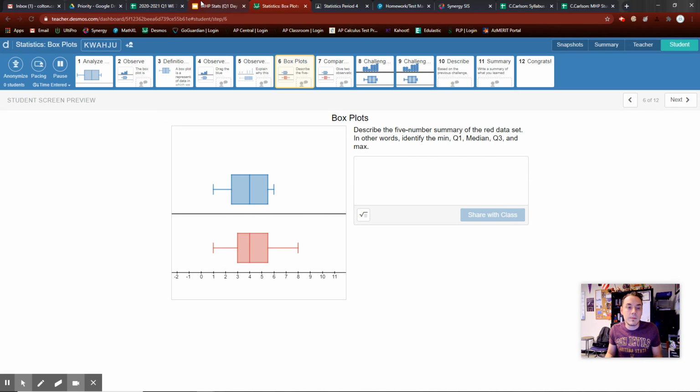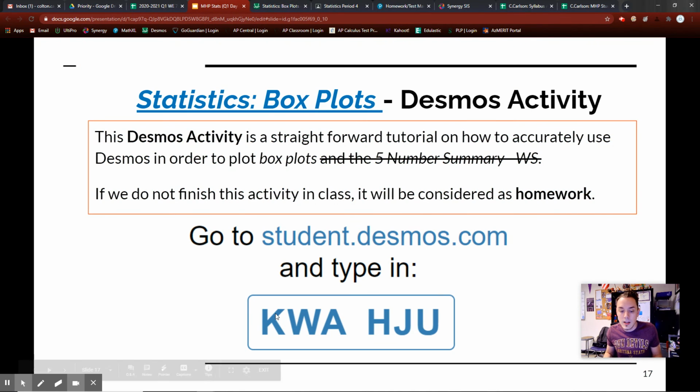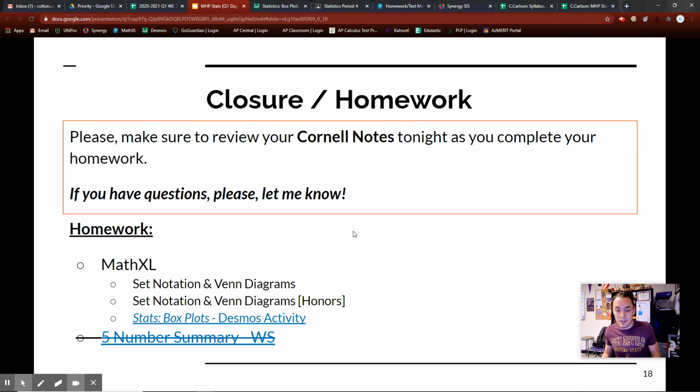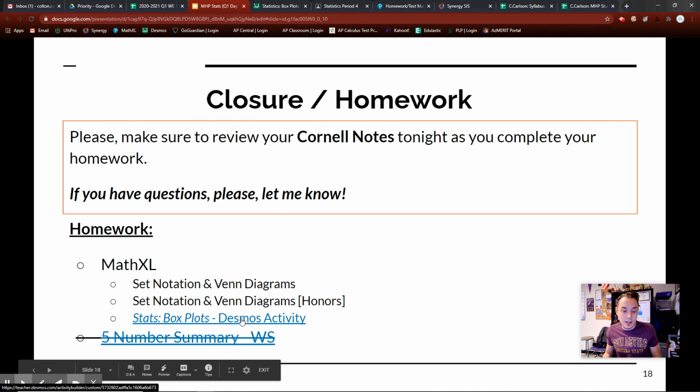But again, go to student.desmos.com. This is it right here. Get logged in, make your own account, and finish that for me by Friday at 4 p.m. This is your Desmos activity. I'll probably put the code right here, just so that you know.